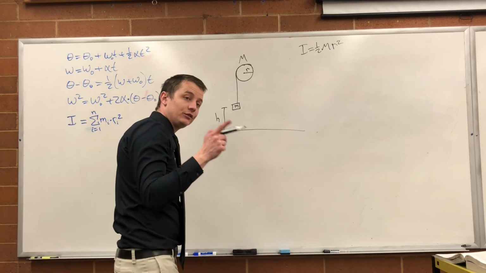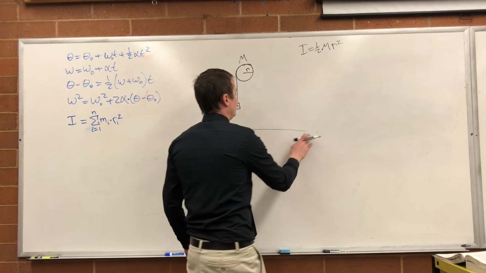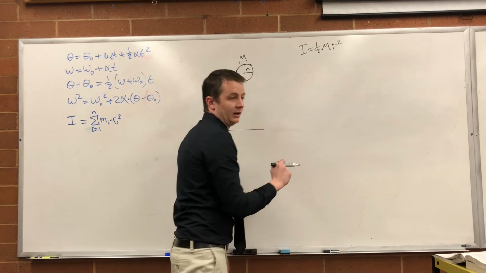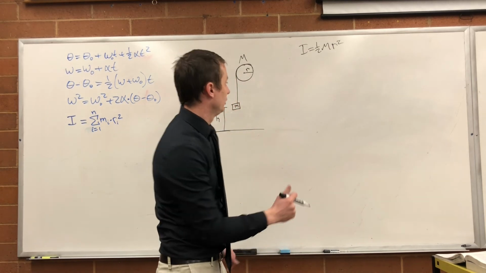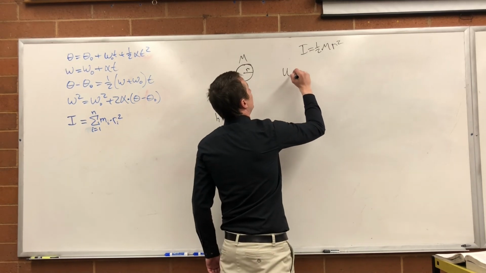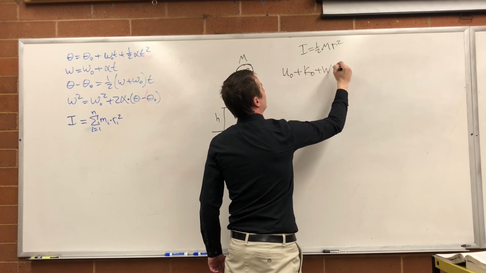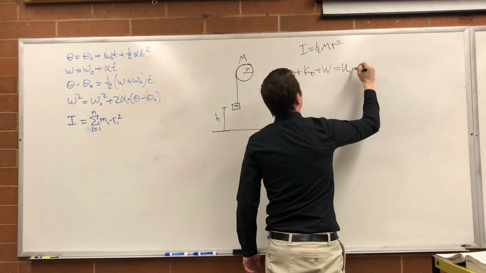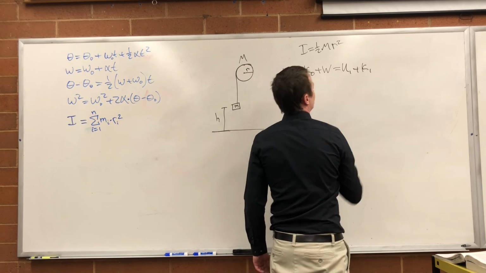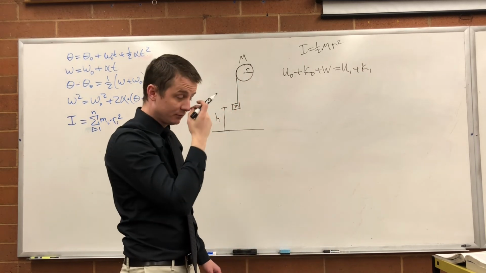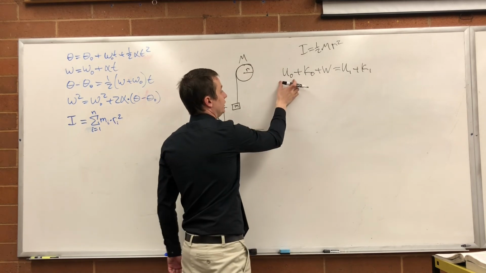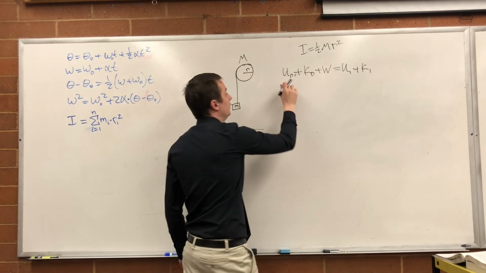Okay. Now, this one's going to be a bit trickier because our kinetic energy goes into two places. But once again, we use our catch-all formula. U naught plus K naught plus work that goes into the system is equal to U1 plus K1. Right? What's the potential energy of the system? MGH.